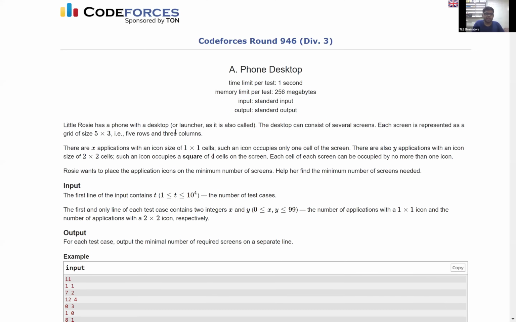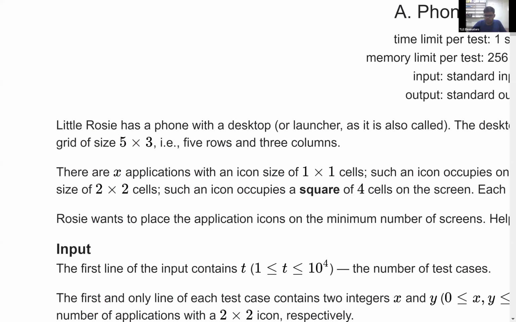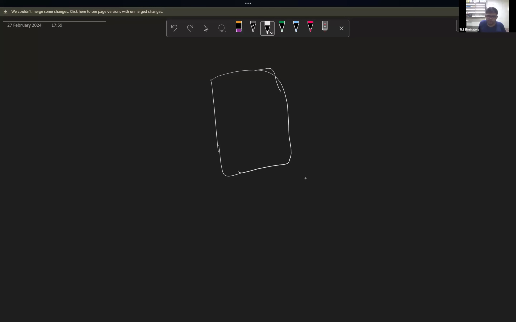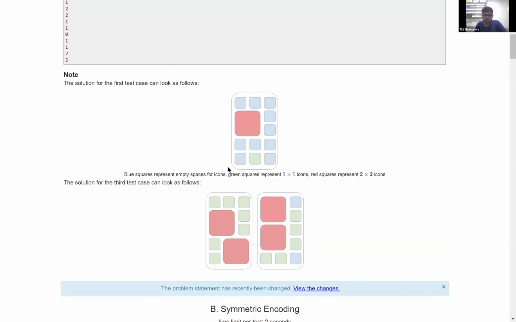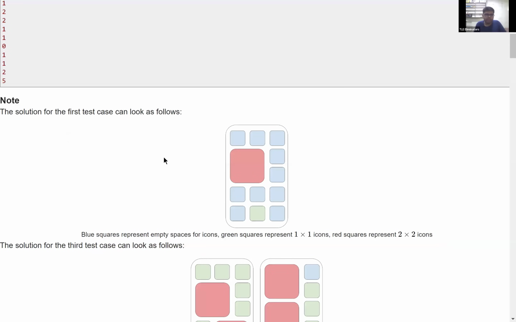The problem says little Royce has a phone, or maybe I can just explain here. There is a phone with dimension 5 into 3. By 5 into 3, I mean that there are 5 rows and 3 columns, so there are 15 cells basically, right? They have actually showed the way. So the phone looks like this, and there are two type of widgets.